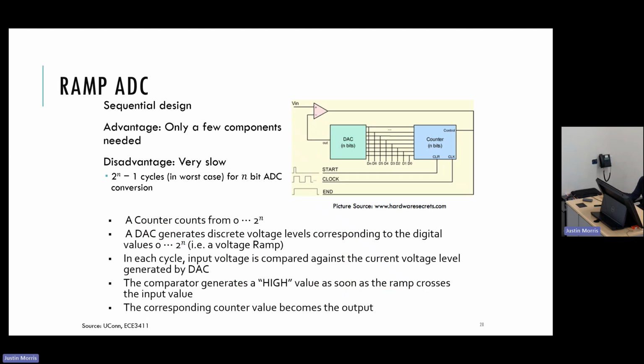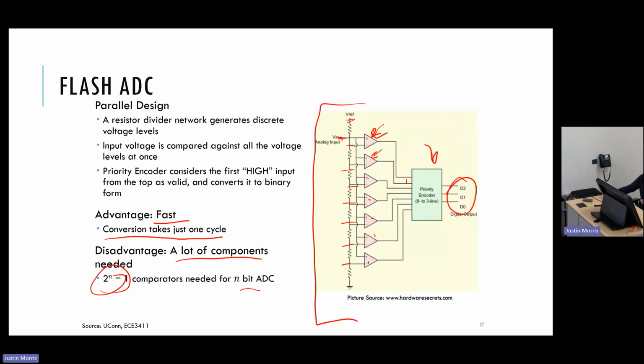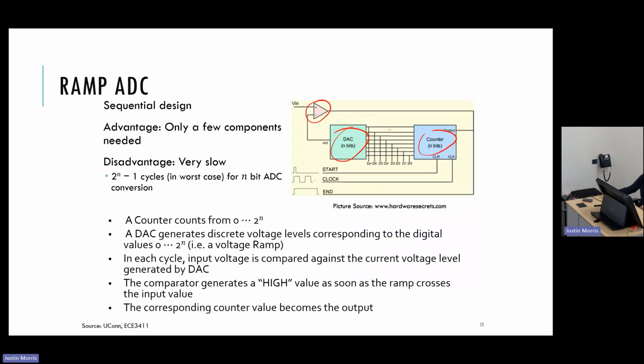Here is a different design. This one is sequential. So the advantage is that it only has a few components, just the one comparator, this digital to analog converter, and a counter. So it has 3 components rather than all of these different components. Okay? But the disadvantage is that it's very slow. The way that this one works is this counter is going to loop through all of our possible combinations.